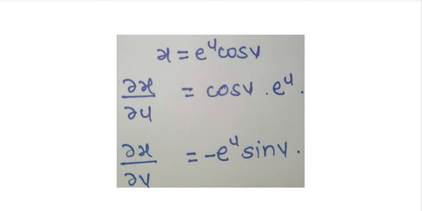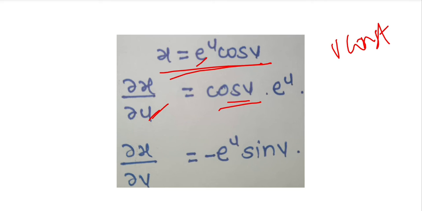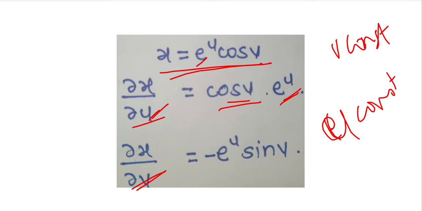See here, x equal to e raised to u cos v. First, partially differentiating with respect to u, here v will be constant, so cos v as it is, and differentiation of e raised to u with respect to u is e raised to u as it is. And now partially differentiating with respect to v, here u will be constant, so e raised to u as it is, and differentiation of cos v is minus sin v, so minus sign here and sin v.